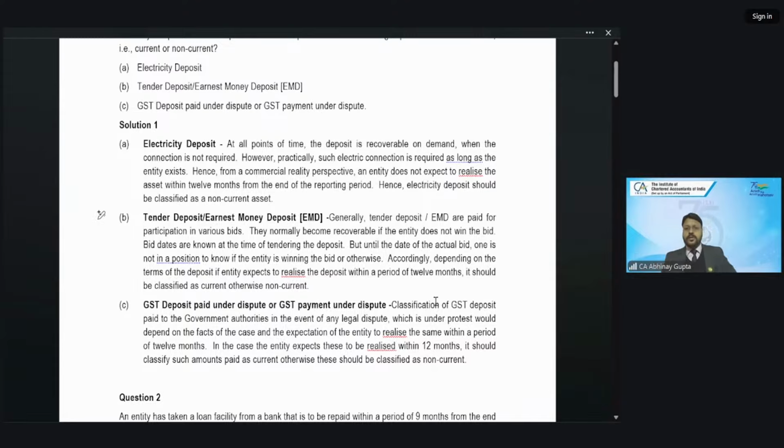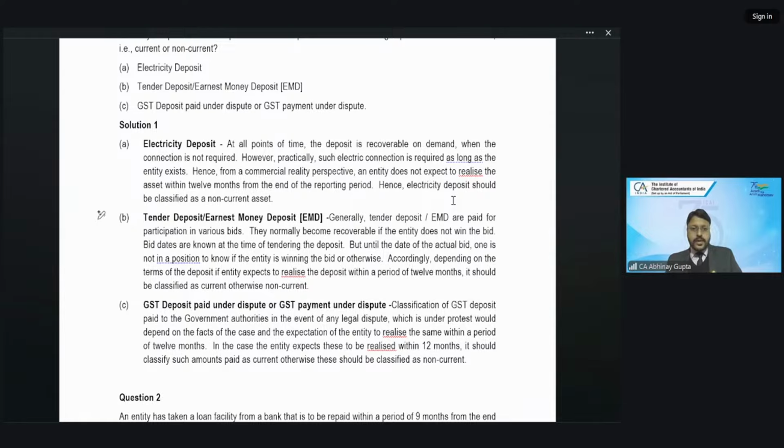Okay, so we were talking about the tender deposits and earnest money deposit, right? So generally, what happens whenever companies participate in any of the construction contracts, where bids are invited by the government, right? So for example, Larsen and Toubro. This is the company who generally participates in various large projects, for example, construction of highways, bridges, roadways, all these big size projects which are won by these companies via tenders, right?